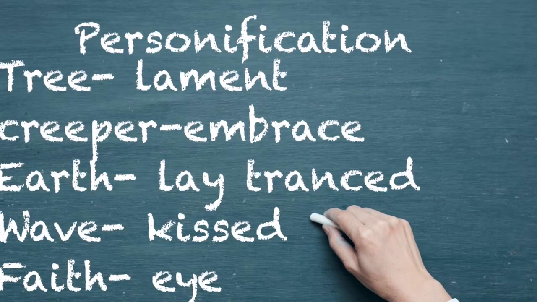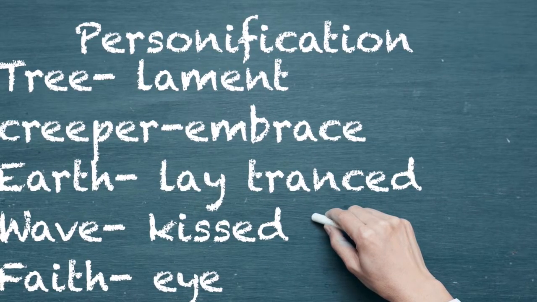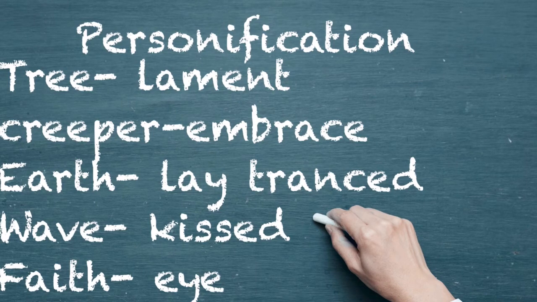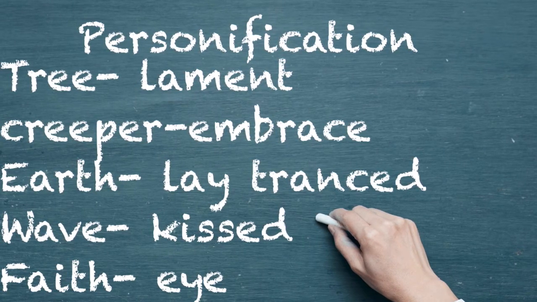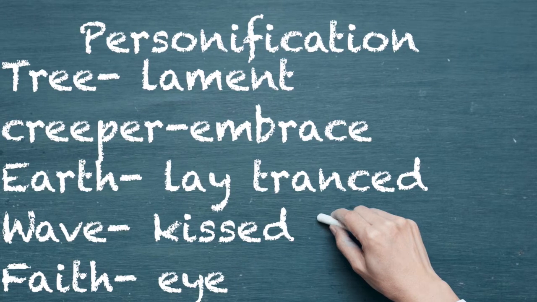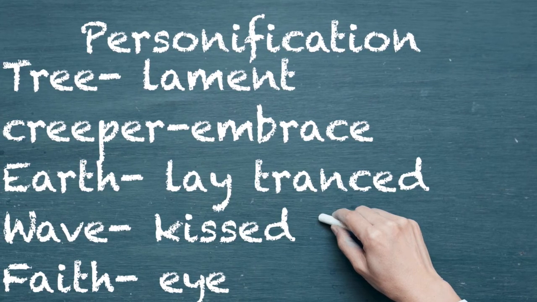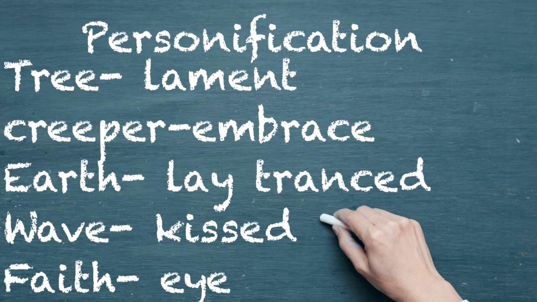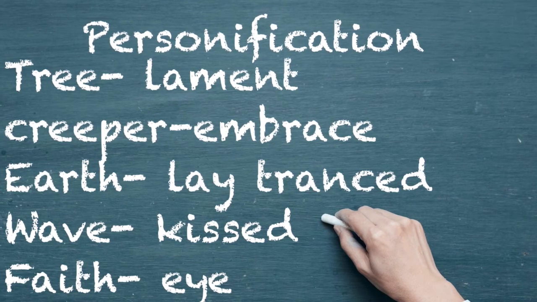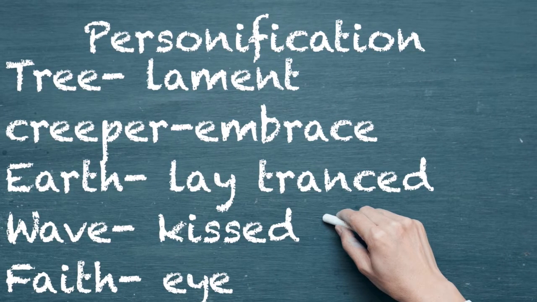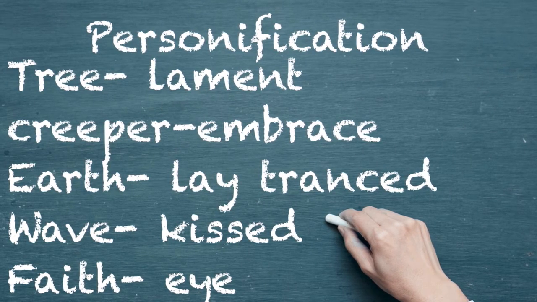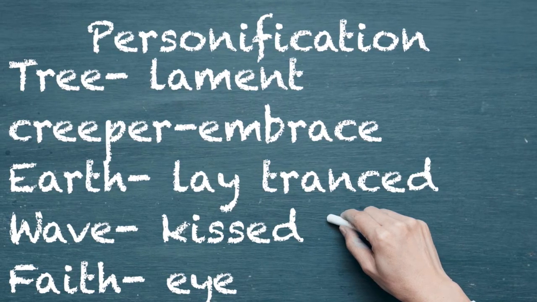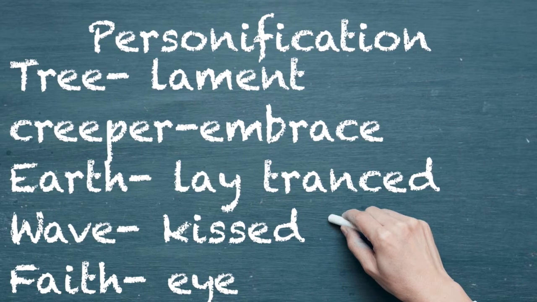The next one is personification. Personification is giving human attributes, that is human character or human traits, to things and imagining them as human forms. So in this poem, throughout this poem, Toru Dutt has described the tree as a human being. The word tree is written with a capital T. She says the tree laments and sings, which is a human attribute.